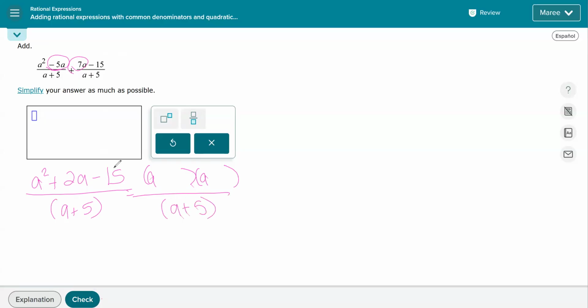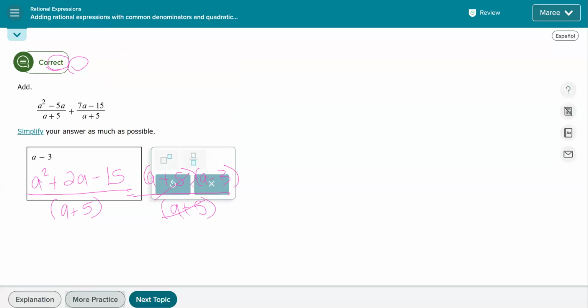We want a negative 15. Okay, so one's positive, one's negative. If we did a plus 5 and a minus 3, that would work. So 5 minus 3 gives me that 2. So these cancel, and my final answer is a minus 3. And we don't have to put that over 1 because anything divided by 1 is just that number.